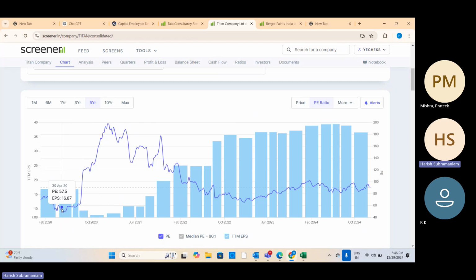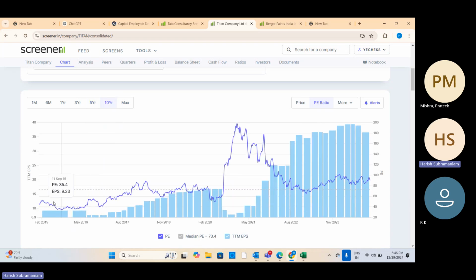We can see PE ratio was very low here. It's gone very high here, and then it's come down here, and then it's going up. Okay, we'll talk about this. Sometimes when earnings get depressed, then PE can go down. Okay, let's look at something like this.